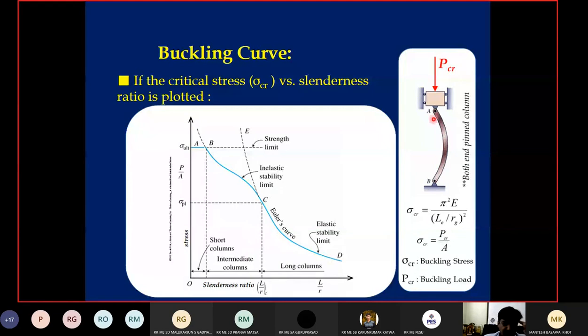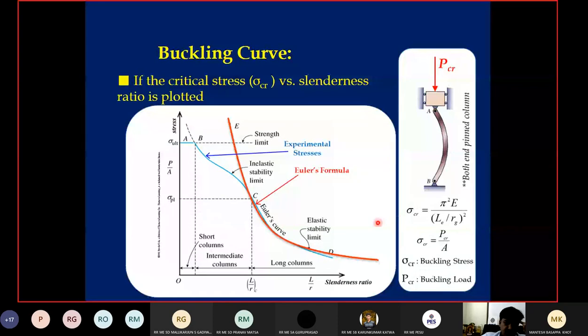Now I just wanted to emphasize how this is going to behave. During the experimentation, they found this to take the path of the blue line, whereas the Euler formula, which takes into account various assumptions, falls into this category. You can see that it is applicable for the long column, whereas for the intermediate and the short column, it doesn't take various factors into account, and this is applicable only for long columns. Thereby, you can see that Euler was the first person who gave us the buckling for the longer column. I'm not getting into details of this because of shortage of time.